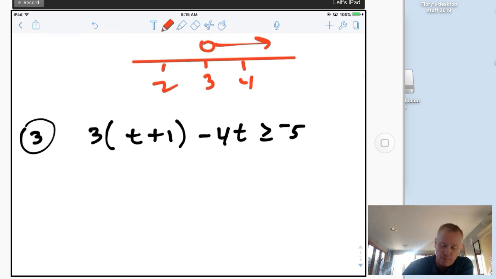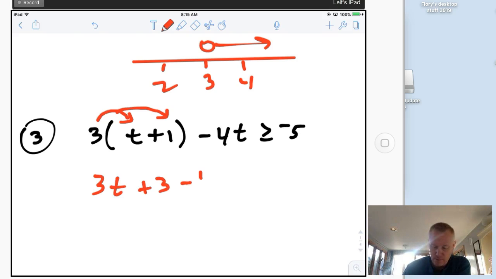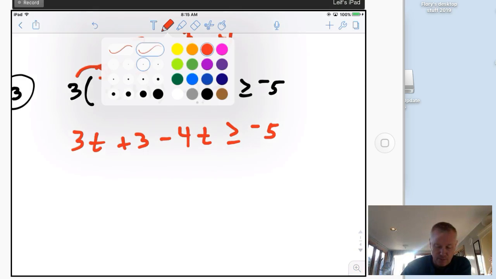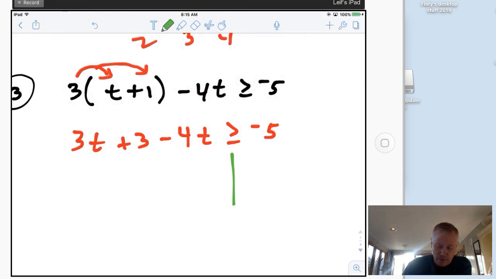All right, this one is a little bit meatier. So I see parentheses and a number outside of it, so I'm going to do the distributive property. 3 times t plus 1 is 3t plus 3 minus 4t. Okay, since the 3t and the minus 4t are on the same side of the equal sign, you really can just combine them, all right? So 3t minus 4t is negative 1t, or just negative t, plus 3 is greater than or equal to negative 5.